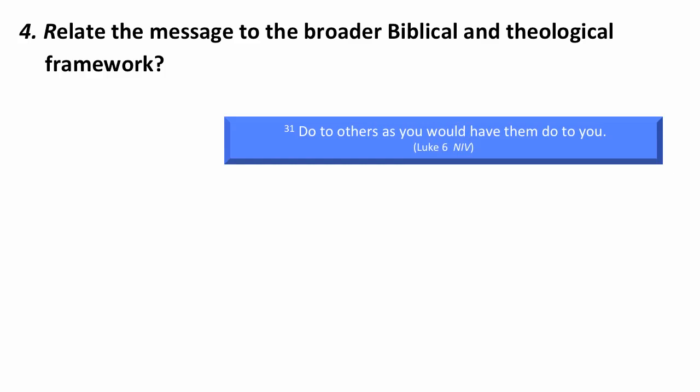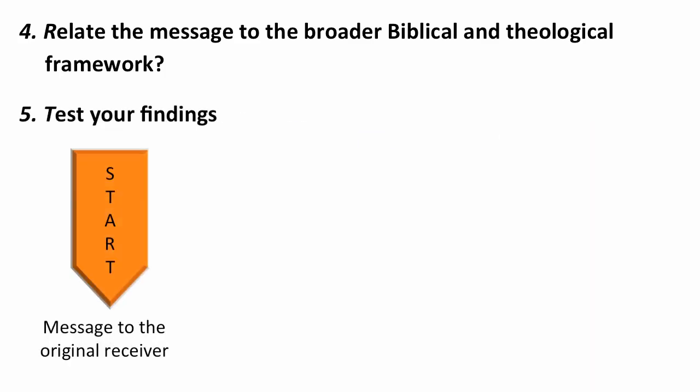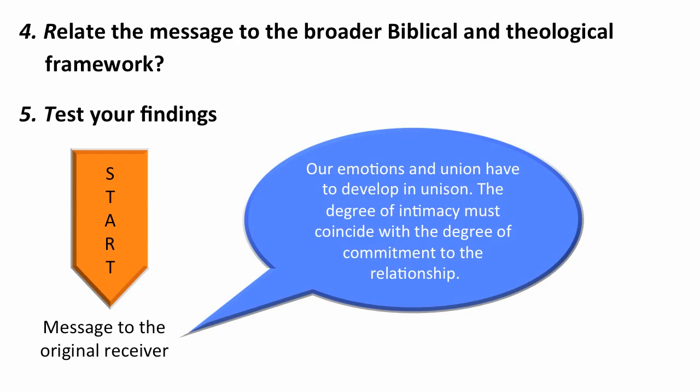And Luke 6 verse 31, do to others as you would have them do to you. So it's about that level of commitment must coincide with the emotions. Then we test our findings by reading Bible commentaries, and I think we will be on the right track if you read Bible commentaries and study Bibles, that it will say that your emotions and union have to develop in unison. The degree of intimacy must coincide with the degree of commitment to the relationship.